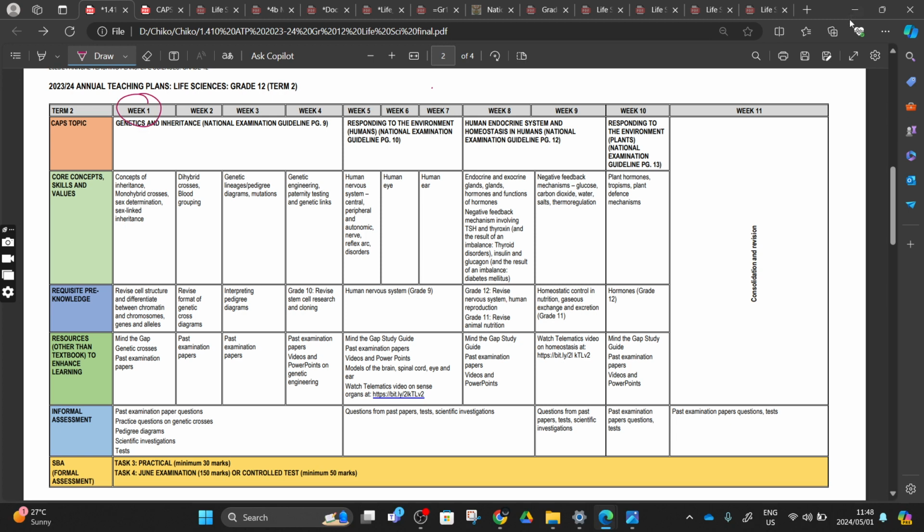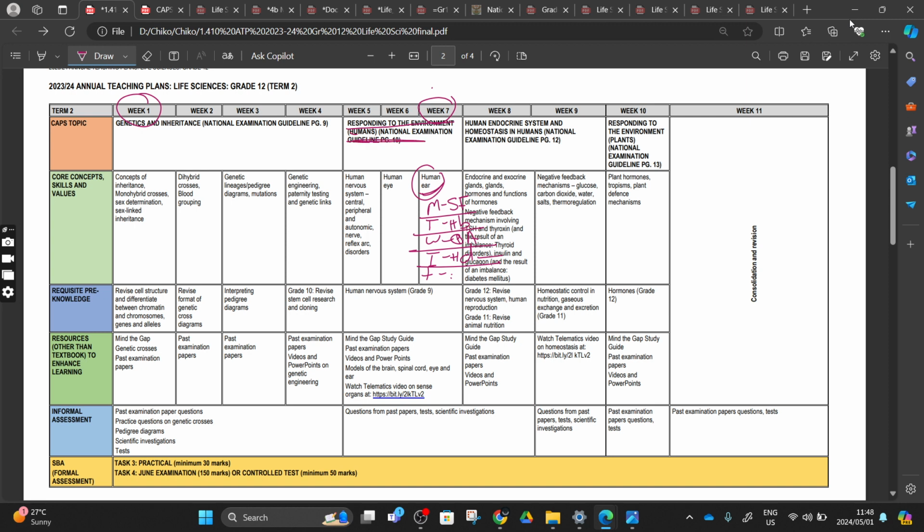We started at week 1. Today we are at week 7, under responding to the environment, humans, and we are still under human ear with our weekly plan. Monday we said that we are going to deal with the structure and function. We did this. Tuesday, hearing and balance, did this. Wednesday, question and answer, we are going to do this. Thursday, hearing defects, we are going to do this tomorrow. Friday, tomorrow we are also going to do the revision for human ear, right?